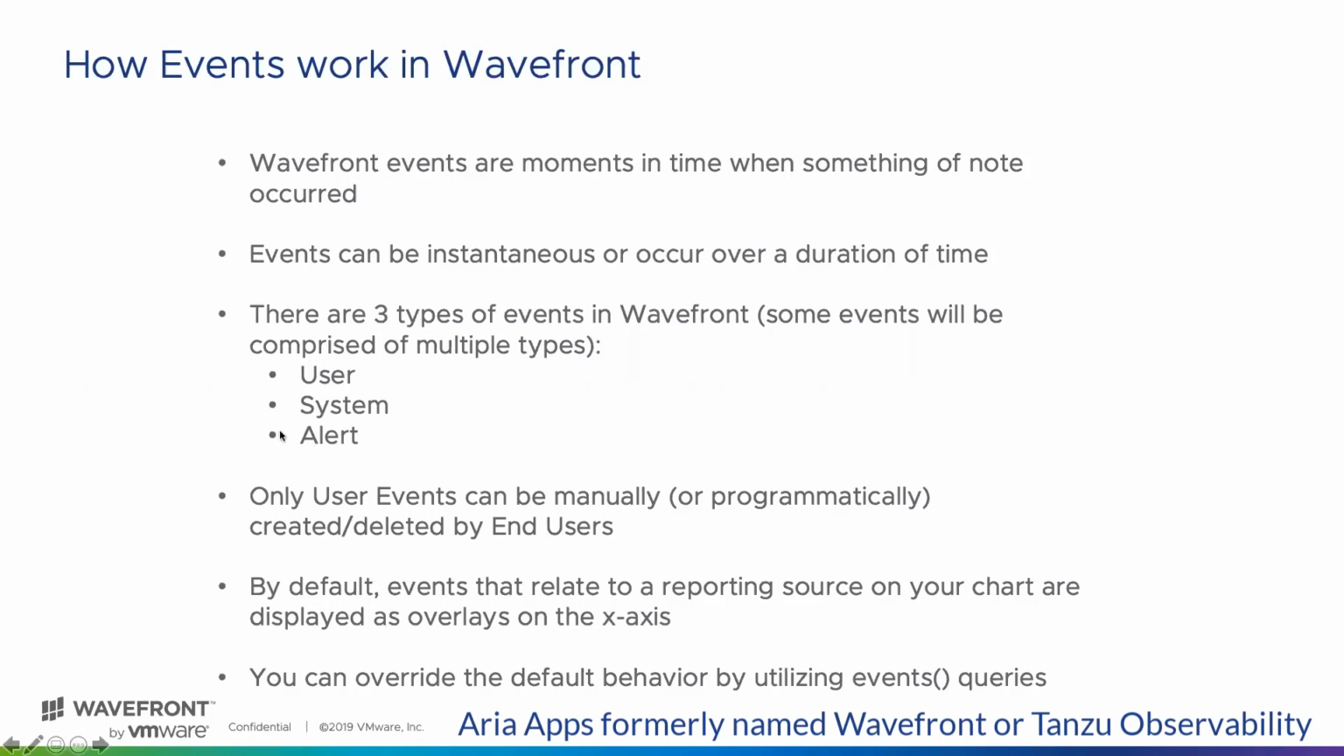There are three types of events. The system and alert ones just kind of happen, but it's good to be aware that they exist. System events are things like, when you delete a dashboard, it'll create a little system event that the dashboard was deleted. Whenever you create an alert or you snooze an alert, there'll be a little system event that those things occurred. The alert ones are what we've seen already. When alerts fire, the alert events are created.